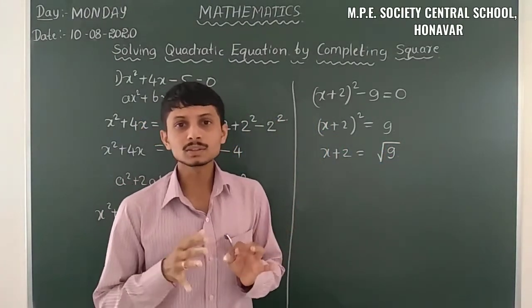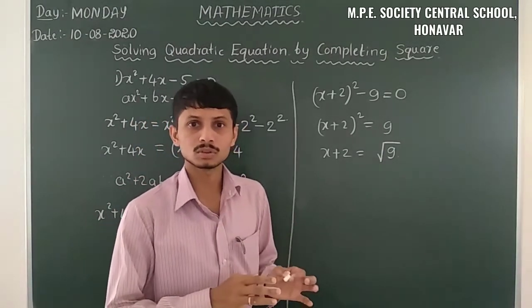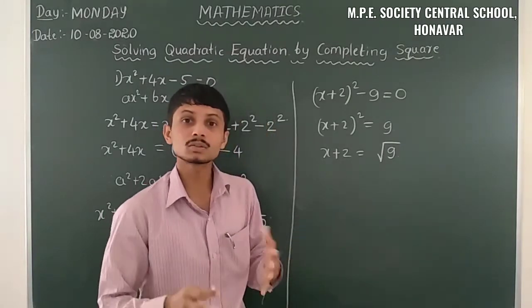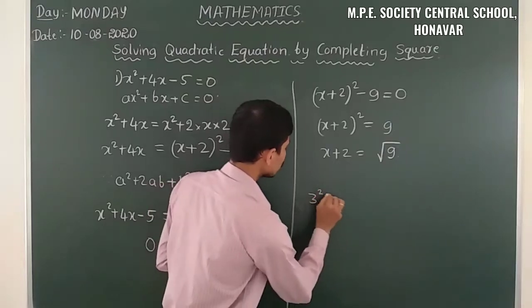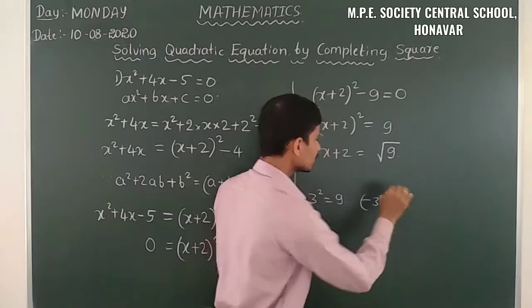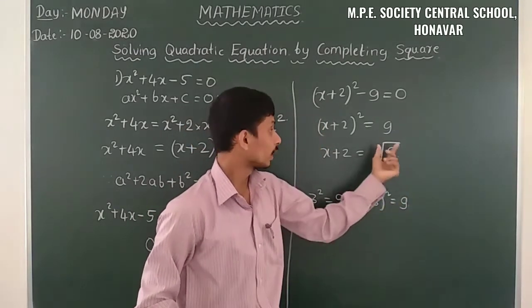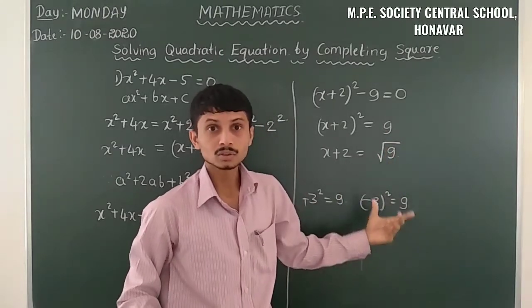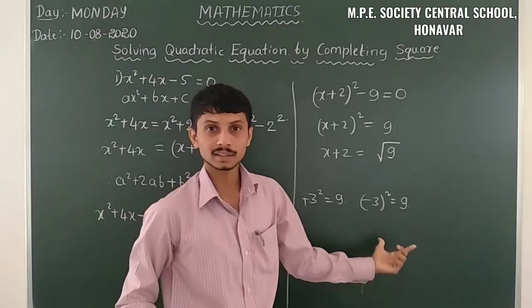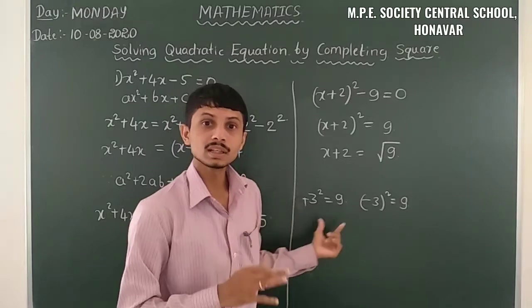What are the possible roots of the square root of 9? When we take 3 square, we get 9, so 3 square is equal to 9. Again, minus 3 square can also be written as 9. So there are two possibilities here, plus 3 and minus 3. That's why, when we take the square root of a perfect square, we have to write both the possibilities, one plus 3 and one minus 3.